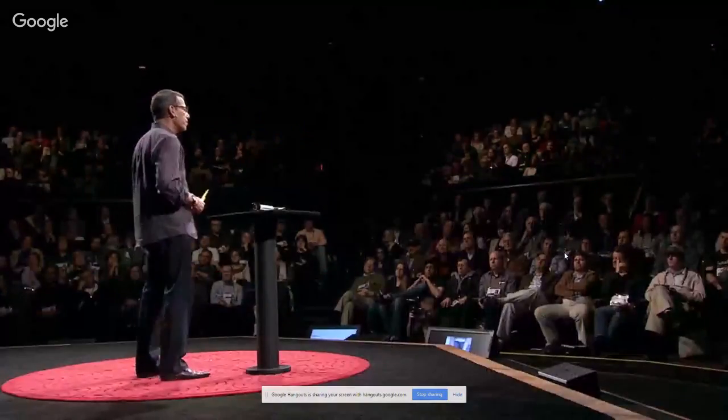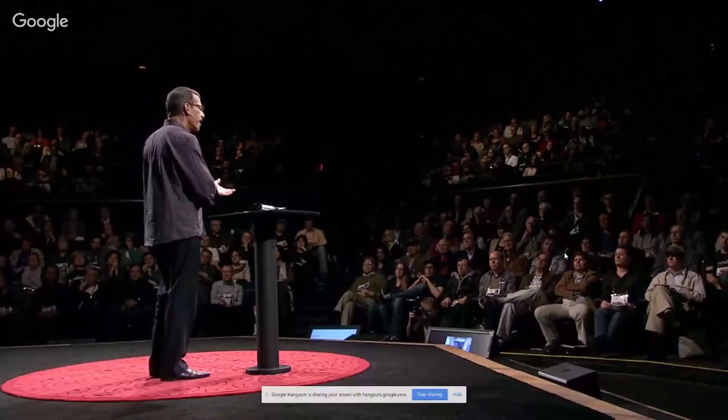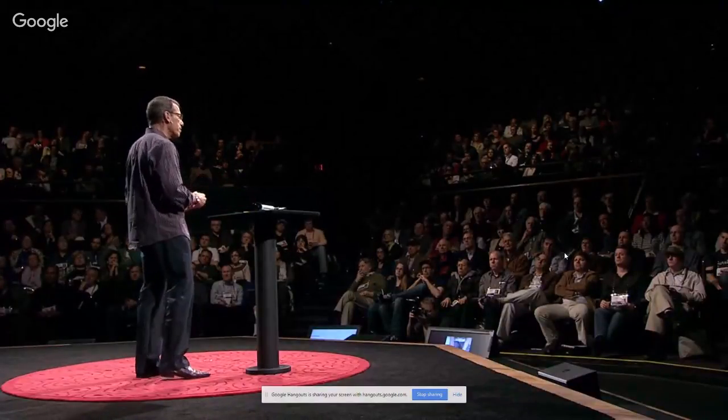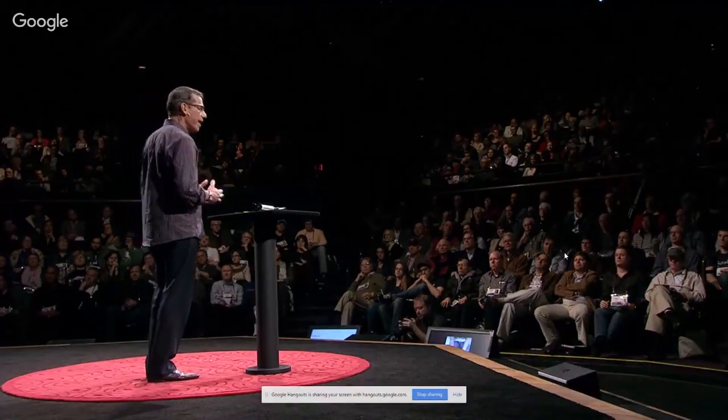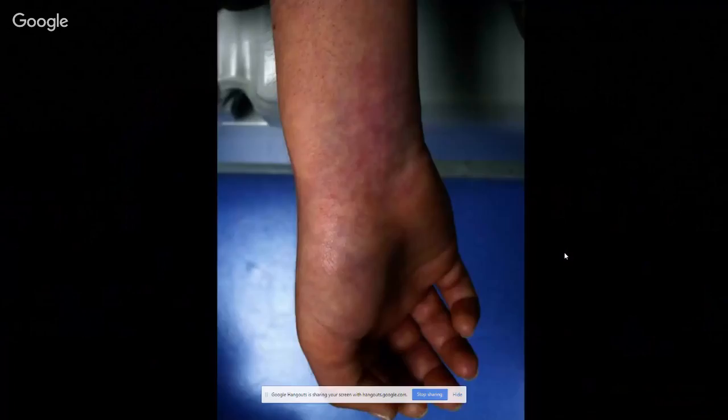The lightest touch of her arm, the touch of a hand, the touch even of a sleeve of a garment as she put it on, caused excruciating, burning pain. How can the nervous system get this so wrong? How can the nervous system misinterpret an innocent sensation like the touch of a hand and turn it into the malevolent sensation of the touch of the flame?